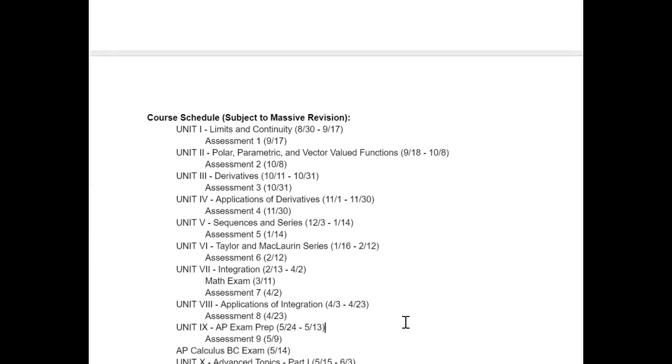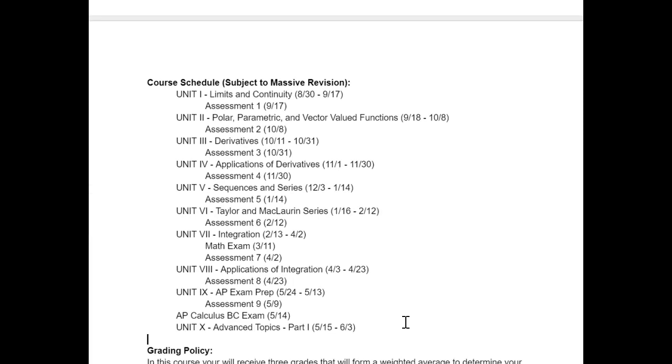Okay, so this is the outline for the course. As always, dates may change, but I'm going to try to hold to this schedule as long as I possibly can. The course basically breaks down into 8 major units. Limits and continuity, and then the second unit is polars, parametrics, and vector valued functions. These are unique to the BC content, and these ideas will be repeated throughout the course. So Unit 2 is not something that you would see in the AP AB class.